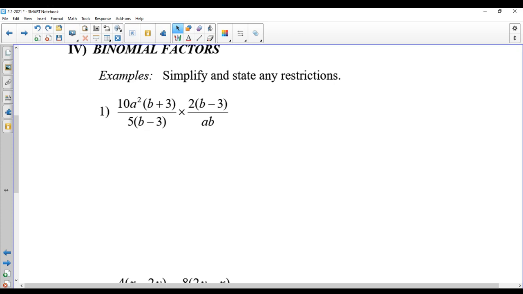All right. But let's hear what Sahil thinks. The B minus 3 is a common factor because all of this is being multiplied by 2, all is being multiplied by 5. So that is a common factor.